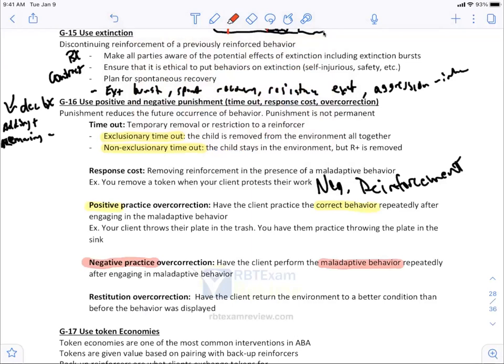And then restitutional overcorrection: have the client return the environment to a better condition than before the behavior was displayed. So if they wreck the kitchen, right, or if they wreck their room, you're not only going to make them clean their room, you're going to make them clean the whole house.